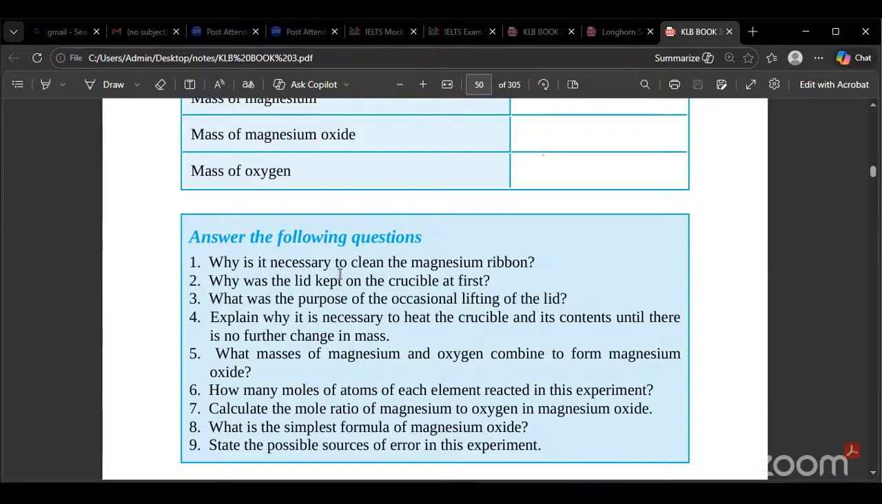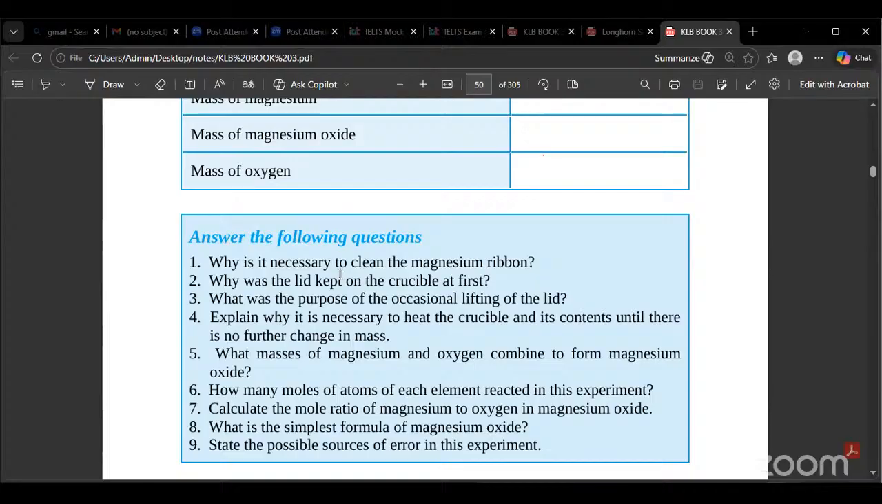That one is very important. Why was it necessary to heat the crucible until there is no further change in mass, to ensure that all magnesium has been used up? So these are things that were taught previously. Why did we keep the lid? So that we ensure that no oxygen is coming in before the experiment starts. So we ensure that the magnesium is clean. What masses of magnesium combine to form magnesium oxide? Those are experiments that you will do. Tell the possible sources of error. So error is human error, where you may fail to clean the magnesium properly.